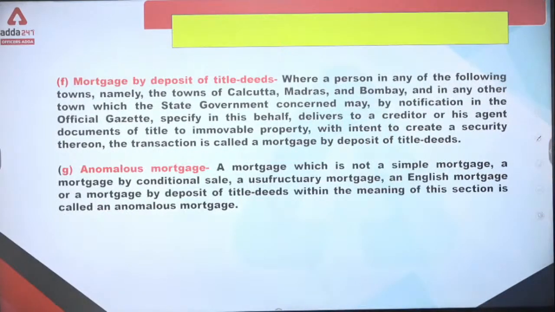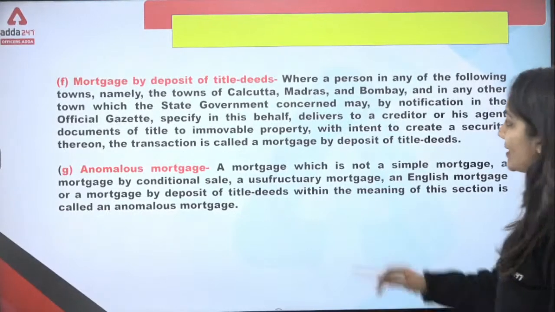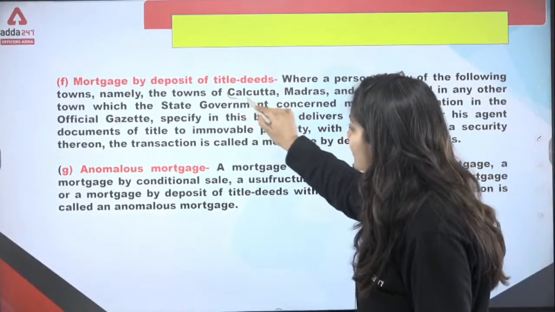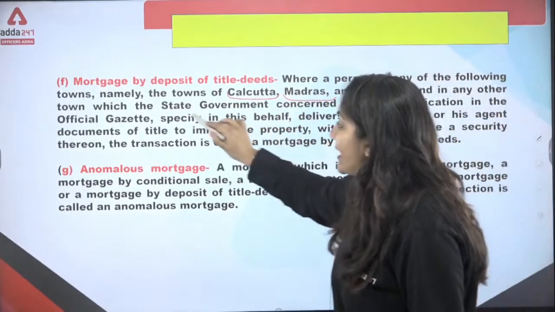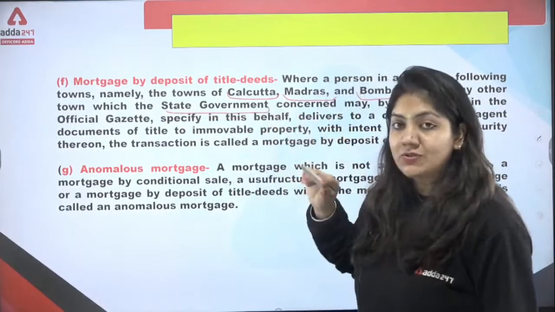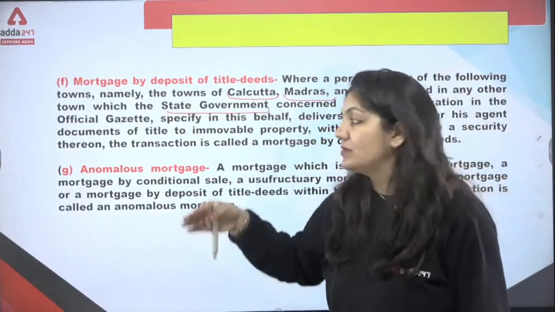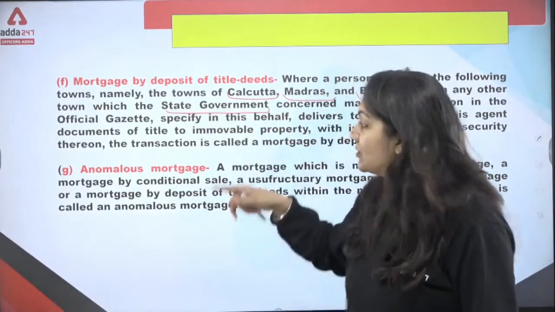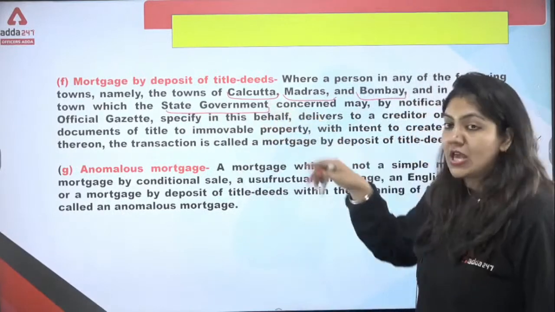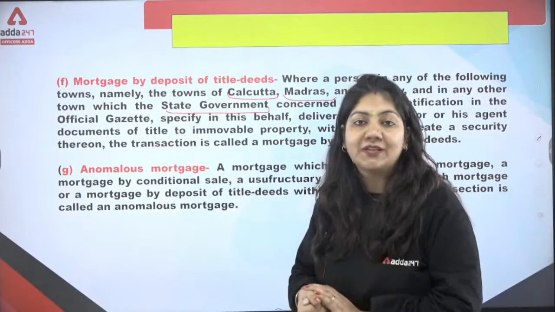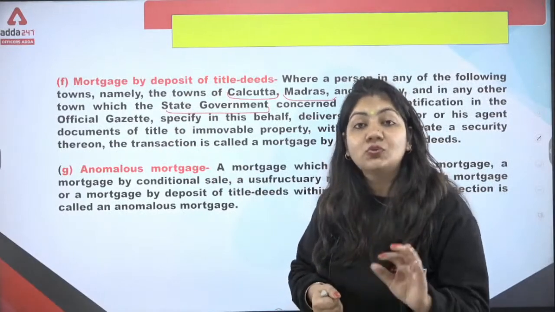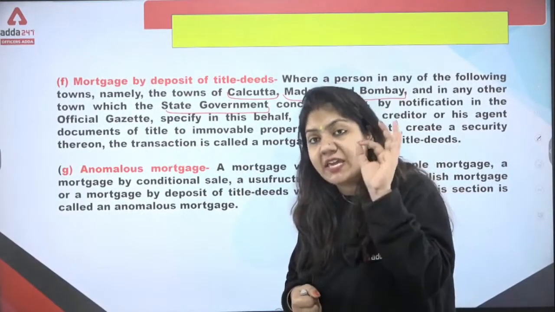The next one is F point, mortgage by deposit of title deed. So in this one, you have to learn that Calcutta, Madras, Mumbai, and the state government have authority to declare any town that comes under this one. So the questions will come from the content of the material. So that's why try to read each section very carefully.